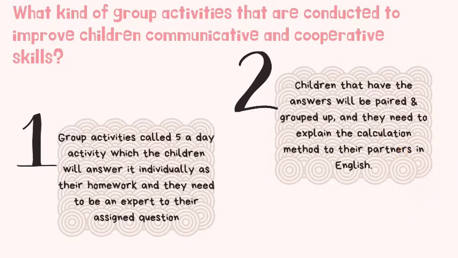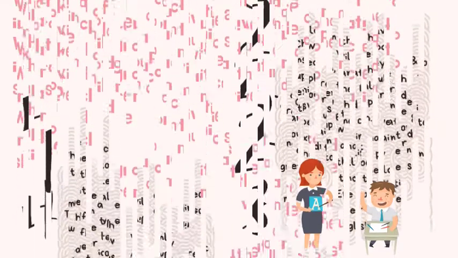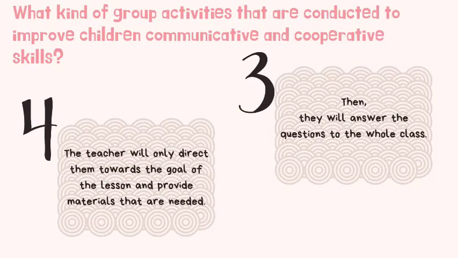Ms. Hasti always gives group activities called 5-a-day activity, in which the children will be given 5 questions to do as a homework, and then they need to master the process and the calculations of it. Then in the next day, they will be grouped up and they need to explain to their friends how to solve the problems using English. The students will then compile the answers and then answer the questions to the whole class.